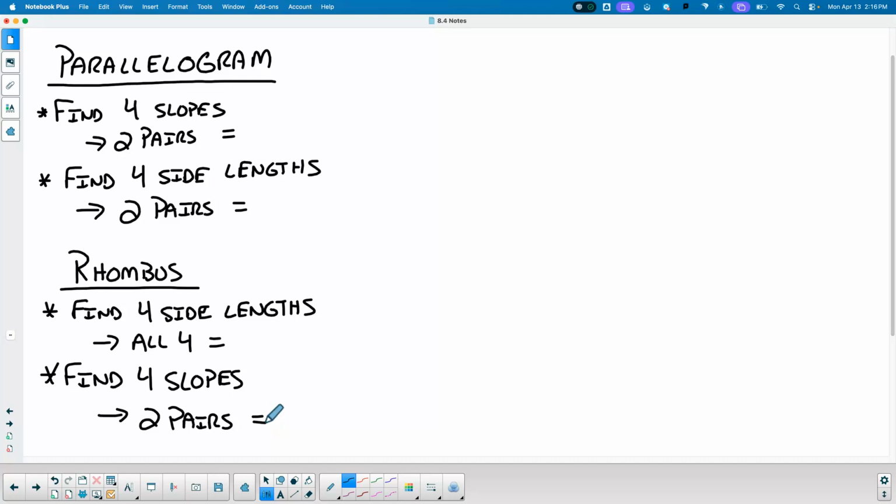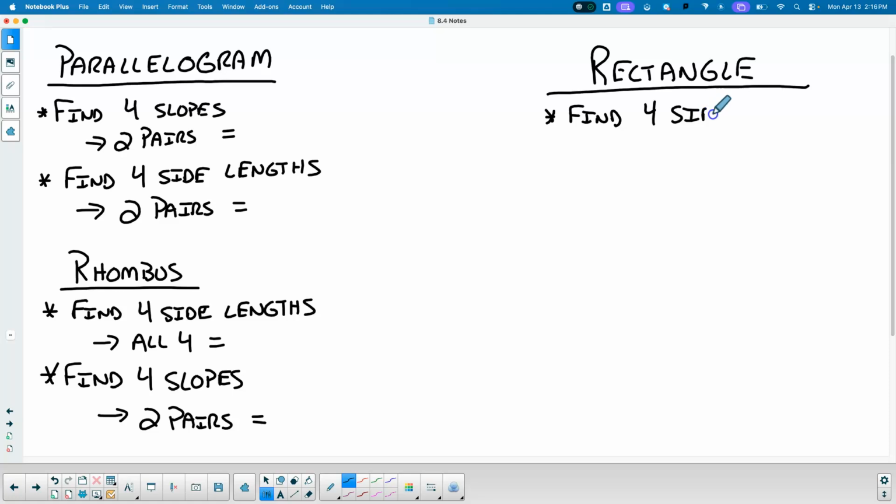Okay? If it's a rectangle, what do you gotta show me? Four side lengths. Okay, we'll start with the side lengths then. So we're gonna find four side lengths. What do you gotta show me? We have two pairs are equal.